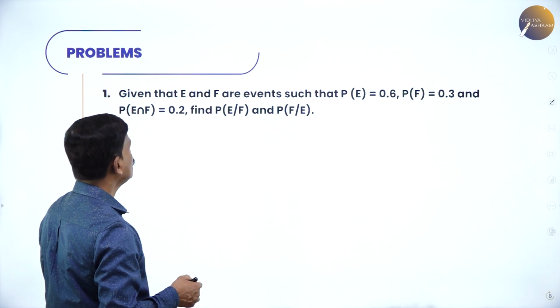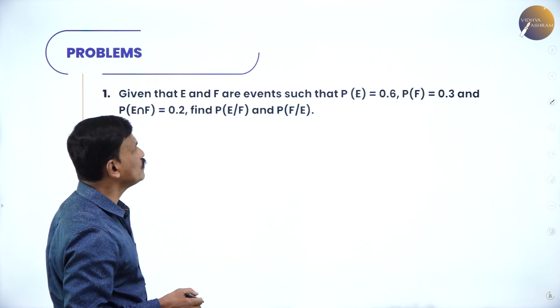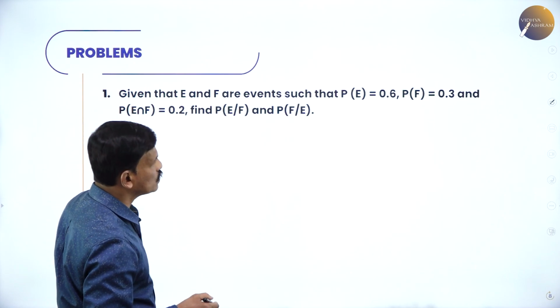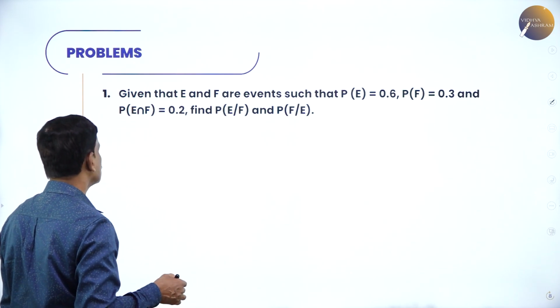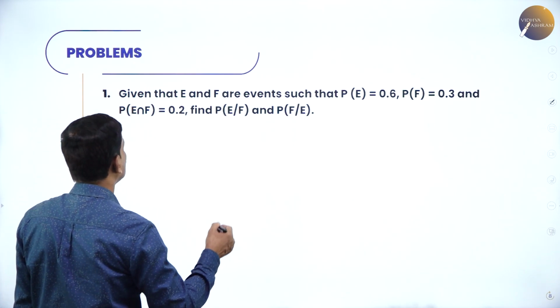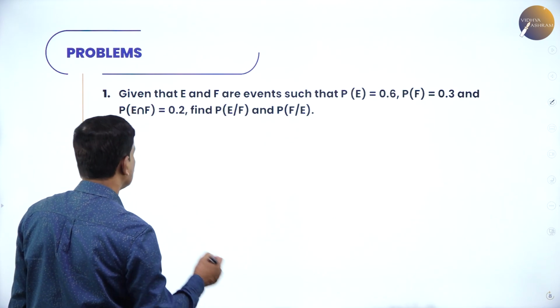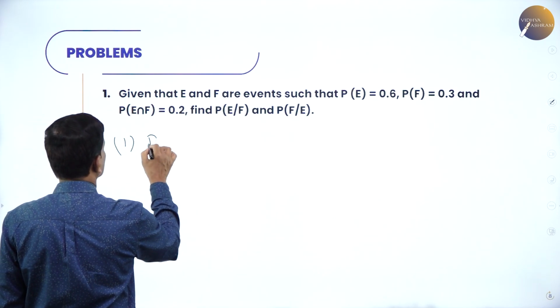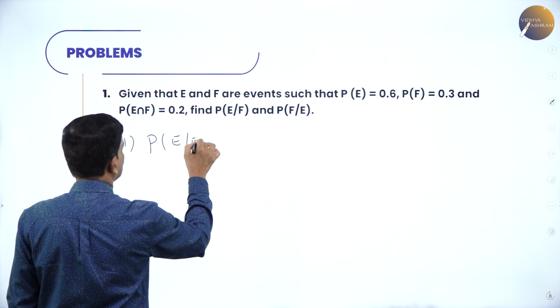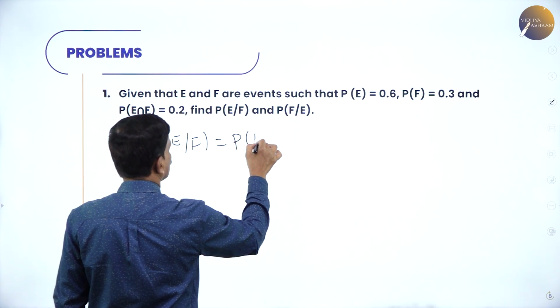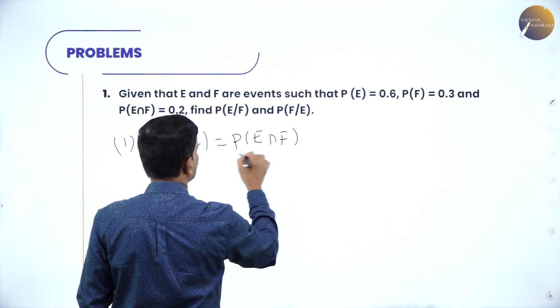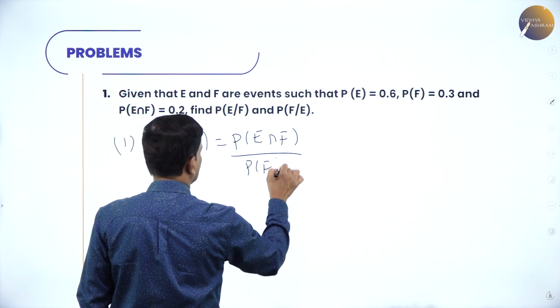Given that E and F are events such that probability of E is 0.6, probability of F is 0.3 and the probability of E intersection F is 0.2, find the probability of E by F and F by E. Now let us discuss one by one. Probability of E by F is equal to probability of E intersection F divided by probability of F.